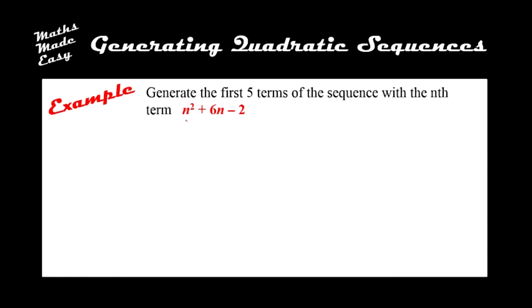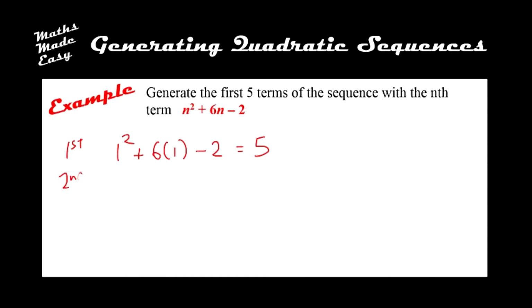So the way you generate it is exactly the same as how you generate a linear one. To get the first term, you substitute n as 1, the second term n as 2, and so on and so on. So let's get the first term by substituting n as 1. So for the first one, we're going to have 1 squared, because it's n squared, plus 6 times 1, and then subtract 2. And we work all that out. We've got 1 squared, we add 6, then we take away 2, we end up with 5.